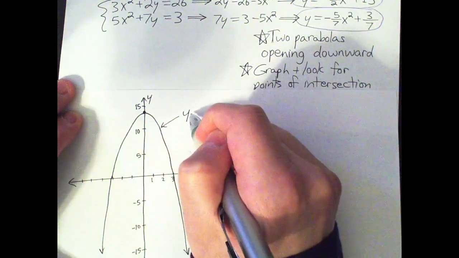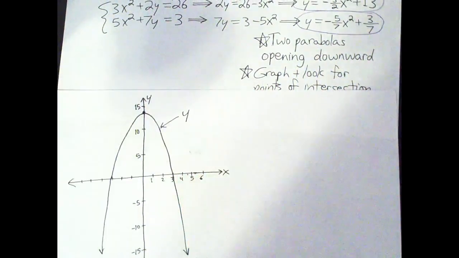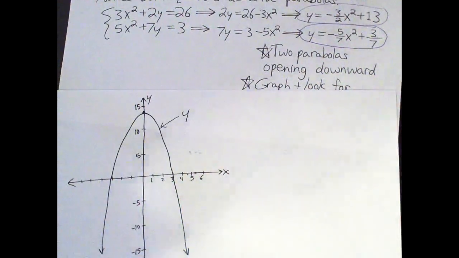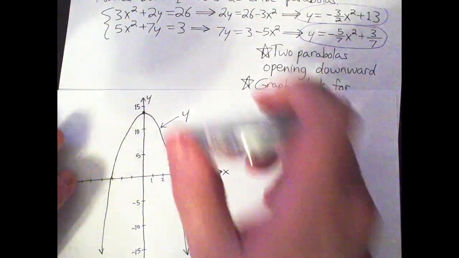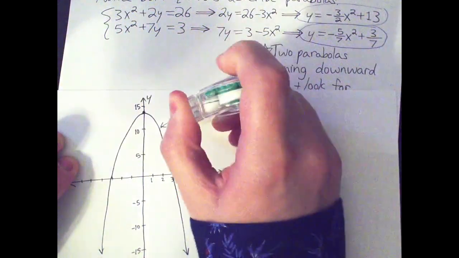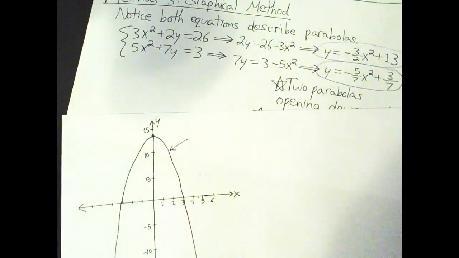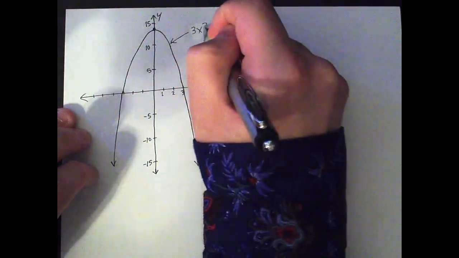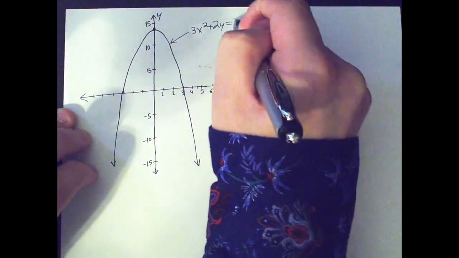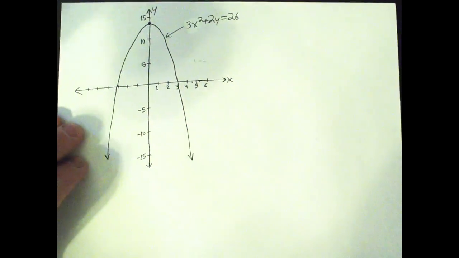I was about to write the y equals, but let's write it in the original form that the problem had. There were two equations, and let me remove that other page. This was the 3x squared one. So this was 3x squared plus 2y equals 26. Looks like that if you graph it.